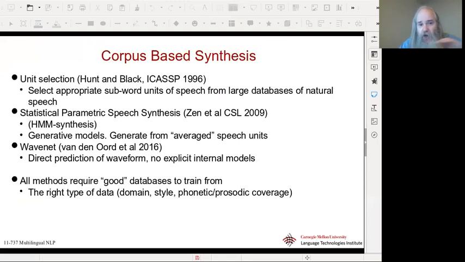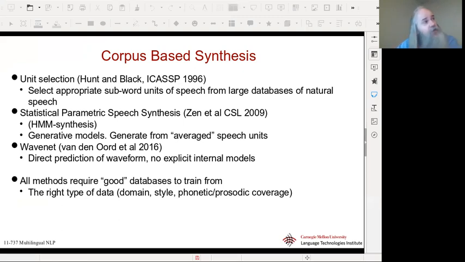All of these later things are corpus-based. We're basically recording people's speech, because we find that's the best way to actually model it with examples rather than trying to reconstruct it or decompose it into different forms. And unit selection, statistical parametric synthesis, and WaveNet all depend on that.